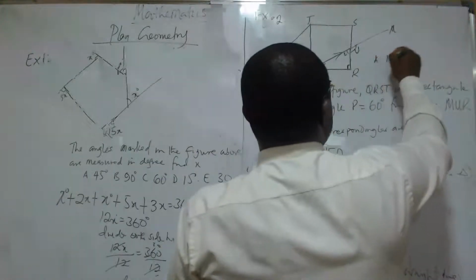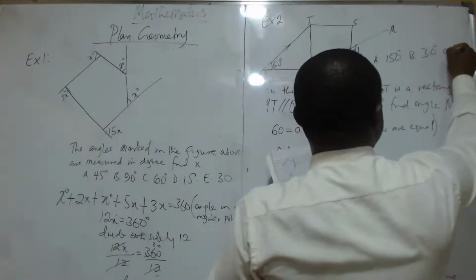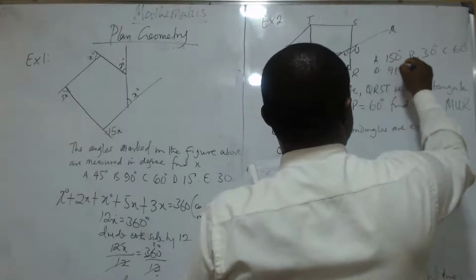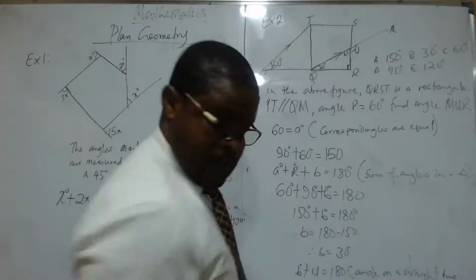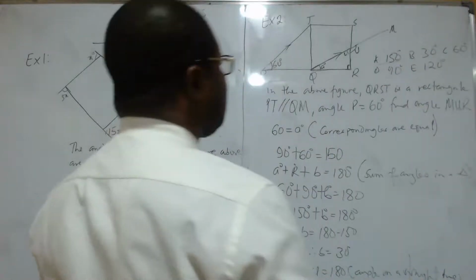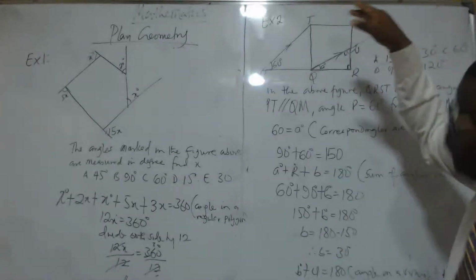The options: we have A 150, B 30 degrees, C 60 degrees, D 90 degrees, and E 120 degrees. So the correct answer there is A, 150 degrees.